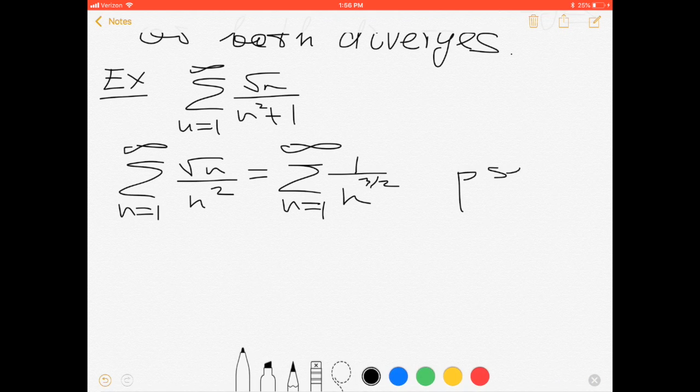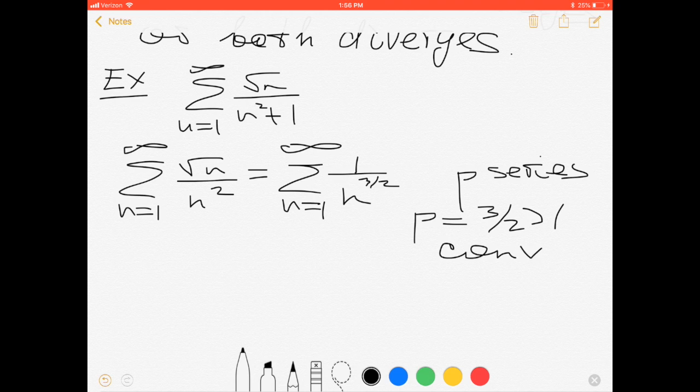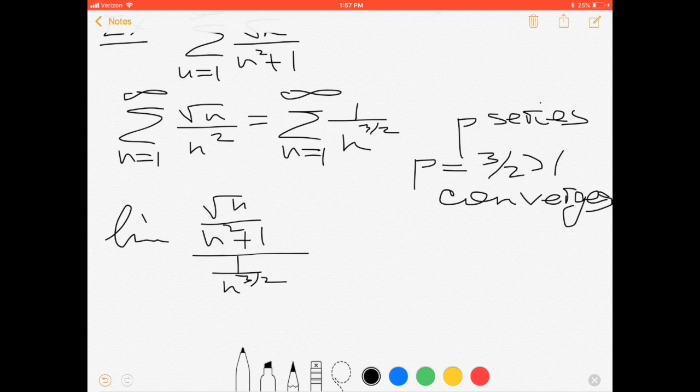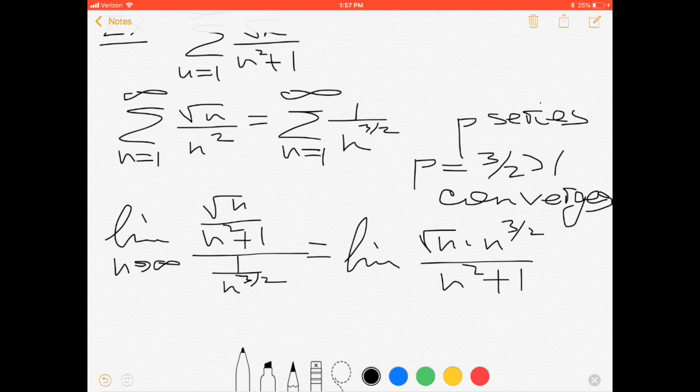P series. It's p equal 3 halves, greater than 1. This means it converges. Okay, we built the second series. But what about the limit? Square root of n over n squared plus 1, divided by 1 over n to the 3 halves power, as n approaches infinity. Simplify, we have n times n to the 3 halves over n squared plus 1.